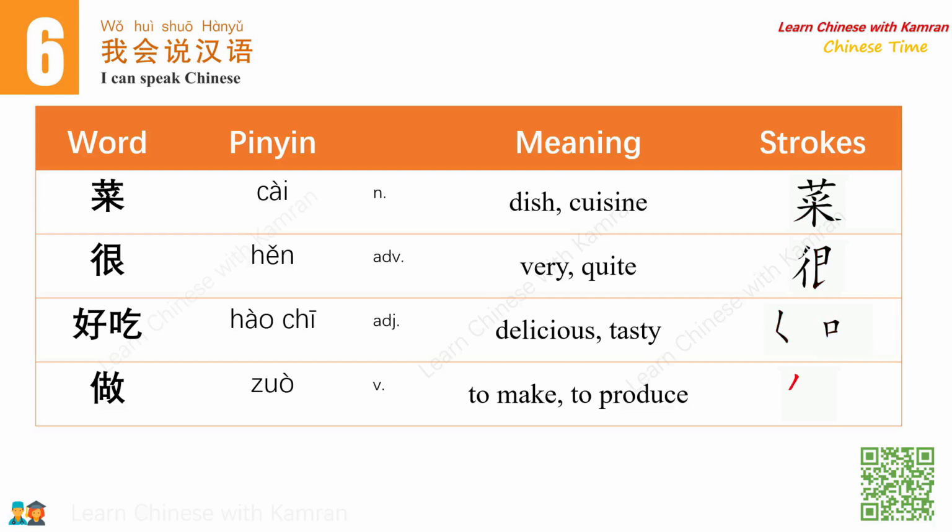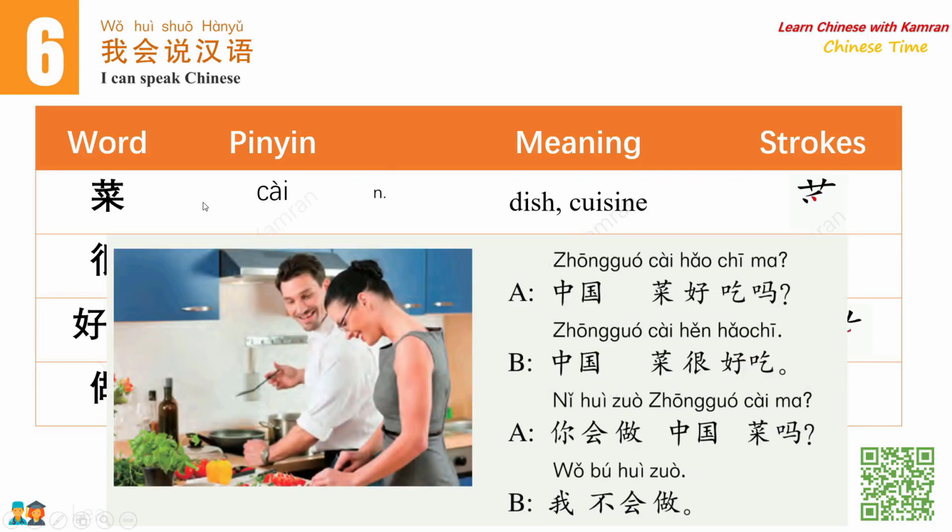Of course, you are not making Chinese food. You are cooking. And you are not producing any Chinese food. You are cooking. So here in this dialogue, it is used as cooking. 你会做? Can you do it? After learning new words, let's repeat this dialogue. A is asking 中国菜好吃吗? 中国菜很好吃. Is Chinese food delicious? Chinese food is very delicious.